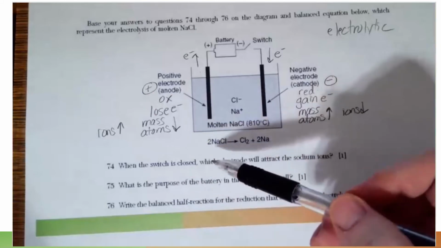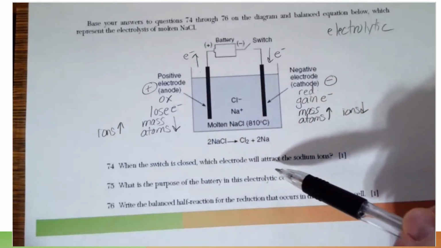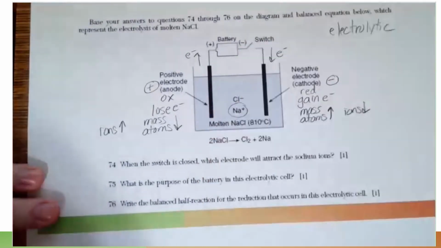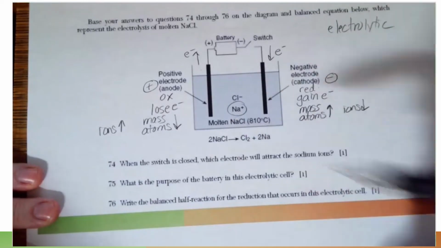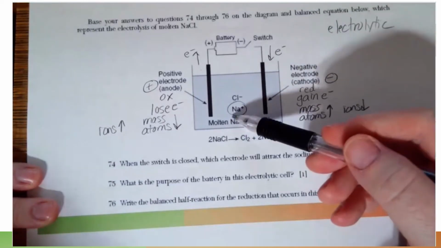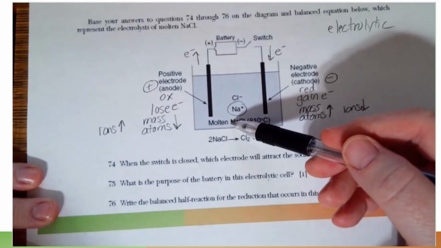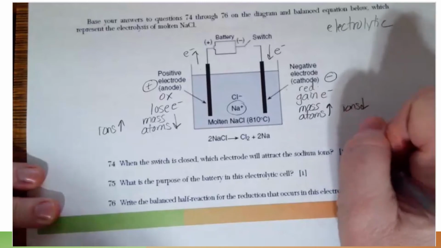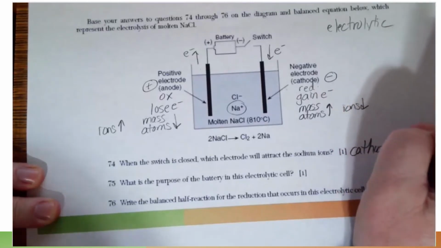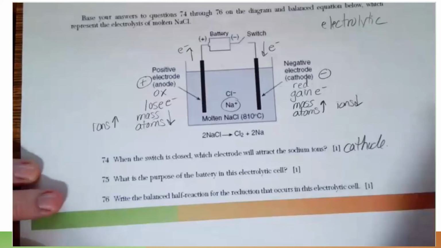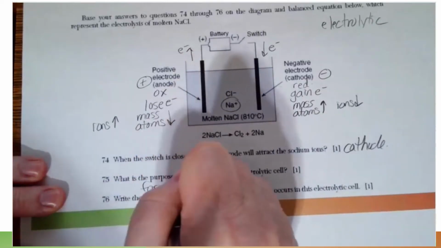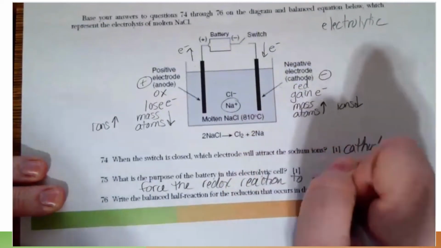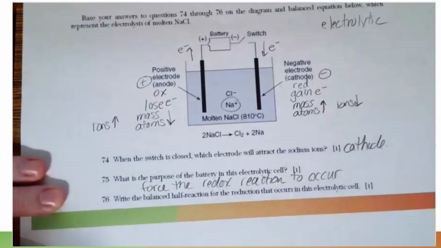When the switch is closed, which electrode will attract the sodium ions? Okay, so let's look. Here is sodium ions, right? Sodium ions are positive. So sodium ions will be attracted to what? To the negative electrode, right? So that would be the cathode. What is the purpose of the battery? To force the redox reaction to occur, right? Because without the battery, it's not spontaneous.